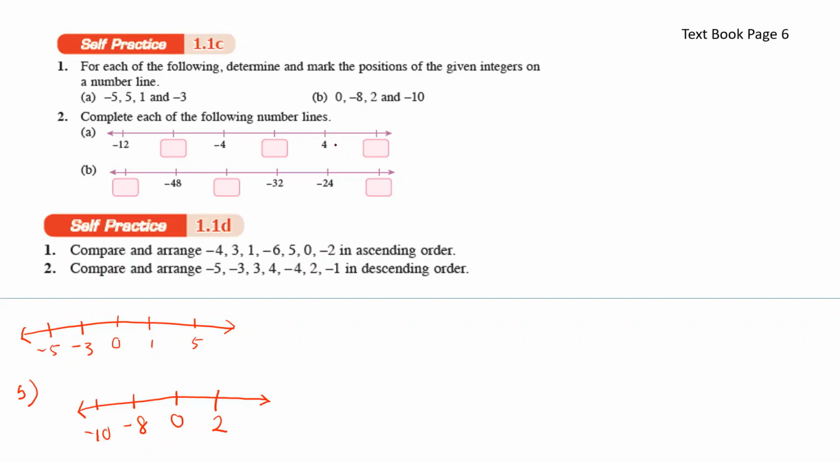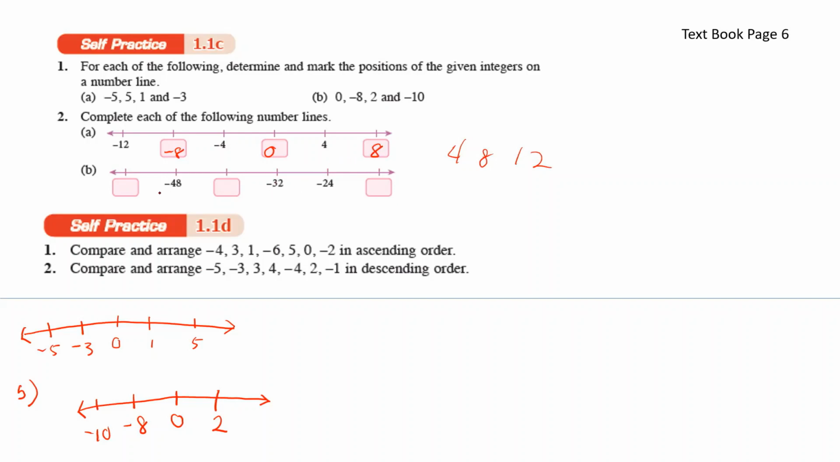This number line uses the multiples of 4. Knowing that multiples of 4 are 4, 8, and 12, let's fill in the number line. In between -4 and 4, 0. 0 minus 4 is -4. -4 minus 4 will be -8. 0 plus 4 is 4. 4 plus 4 is 8.